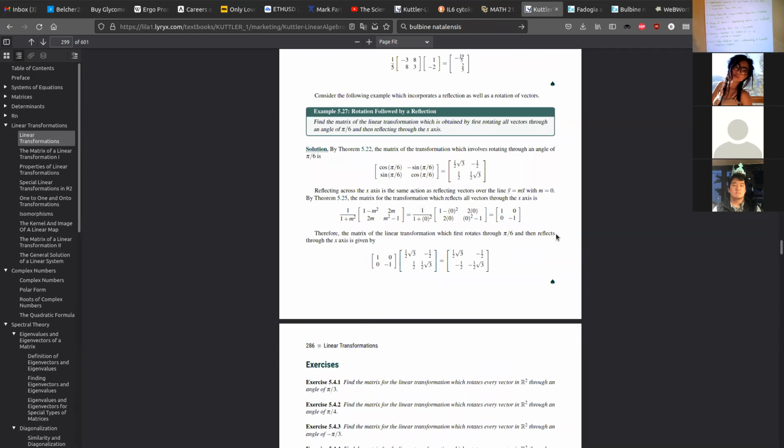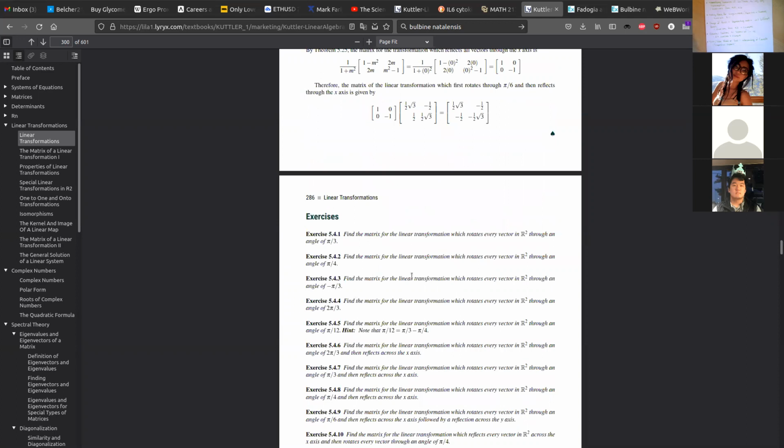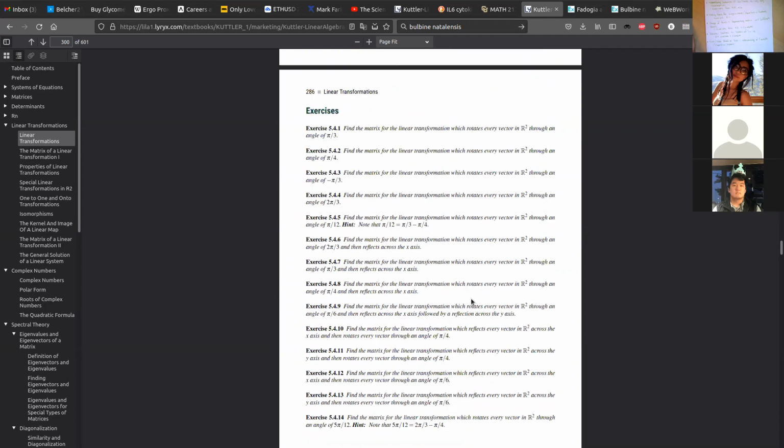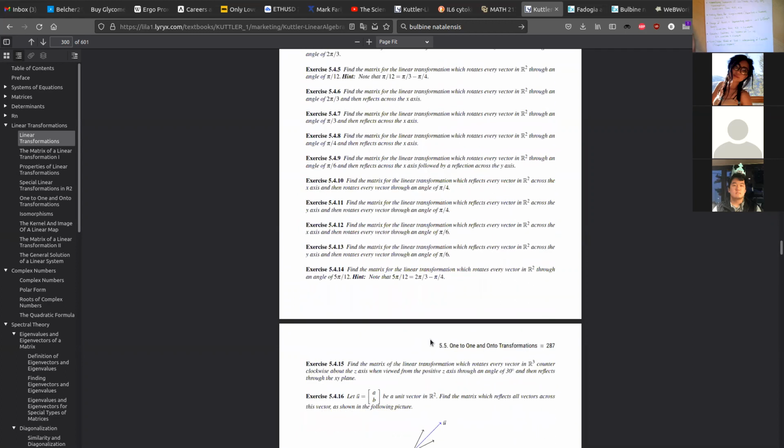So make sure you understand rotations and at least the flip across the x-axis, and then you know how to take compositions by multiplying. So if you rotate and then flip, or flip then rotate, know what order that's going to be done in, know how to compute the matrix multiplication based off of that. That is essentially what all the exercises from that section talk about.